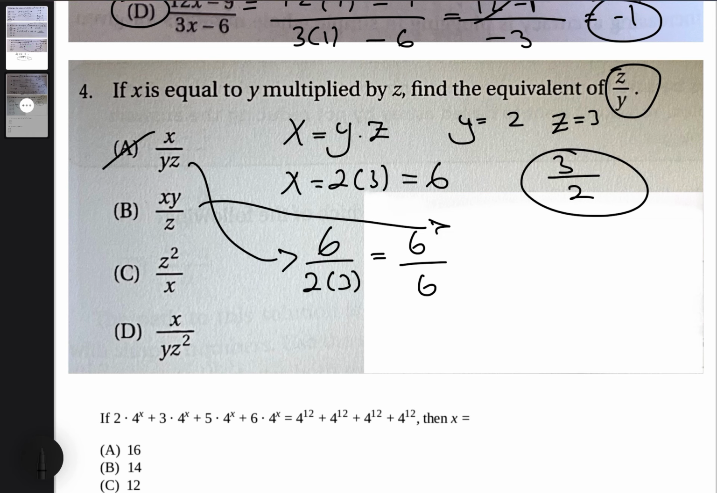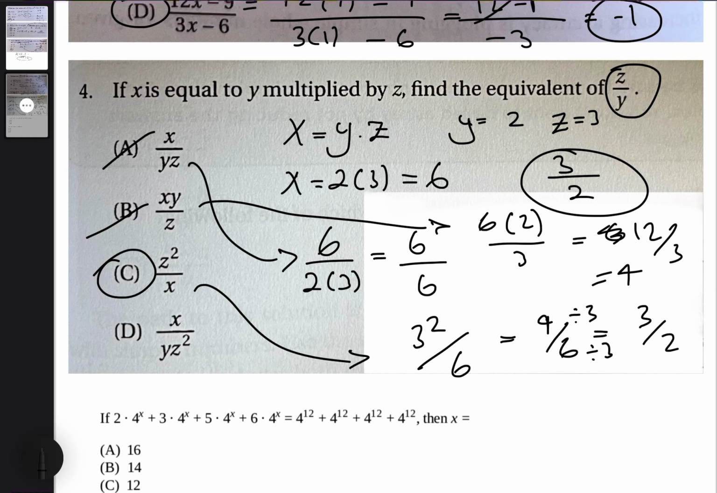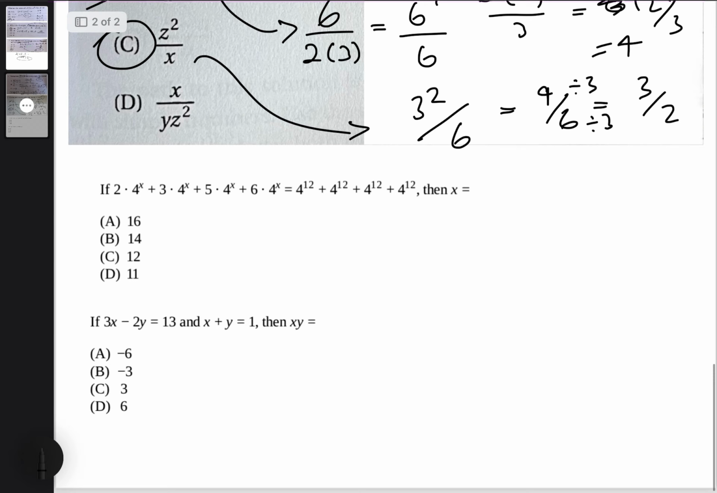X times y over z. Well, x equals 6 times y, which is 2, gets divided by 3. That's again 12 over 3, which is 4. Doesn't work. For choice C, we have z squared. So 3 squared over x, which is 6. So that's going to be 9 over 6, which if simplified, if you divide both sides by 3, you're going to get 3 over 2, which means C is the correct answer.